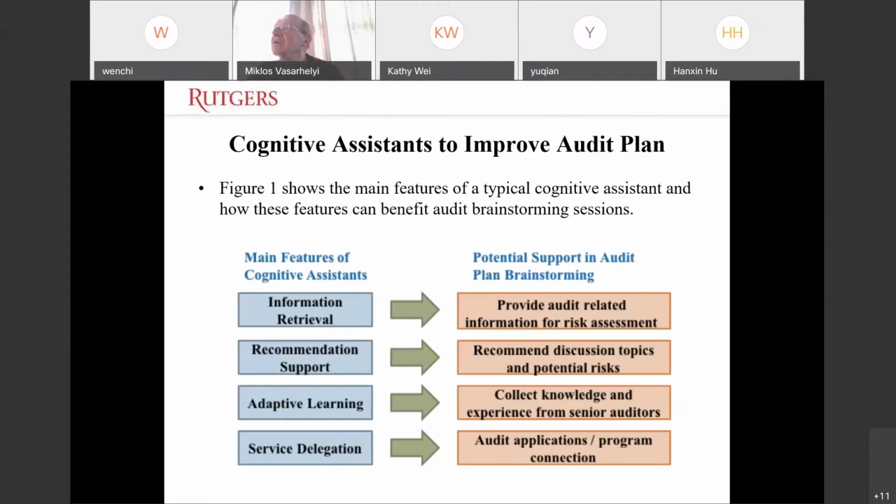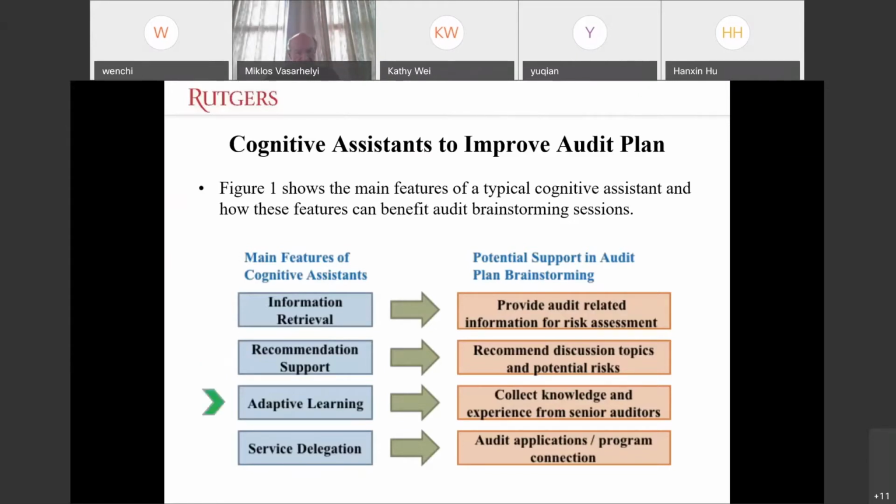And the second one is recommendation support. So just like Spotify, the system will recommend us some music that we might also be interested in based on what we have listened to. So when auditors interact with the tool during the brainstorming session, it will generate recommendations to auditors for discussion on potential risk areas.